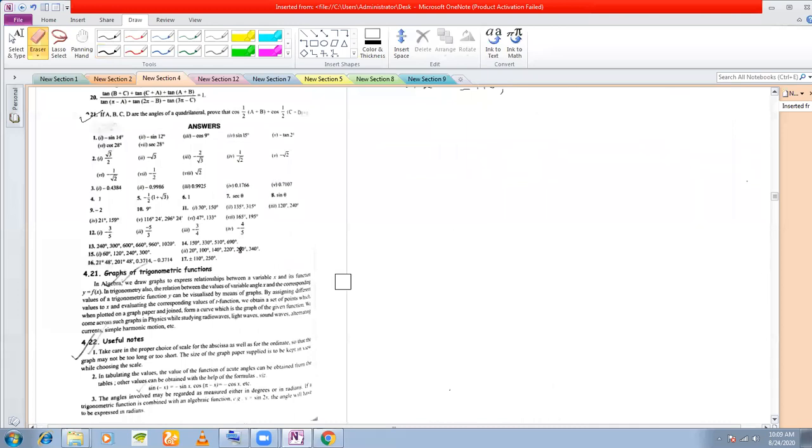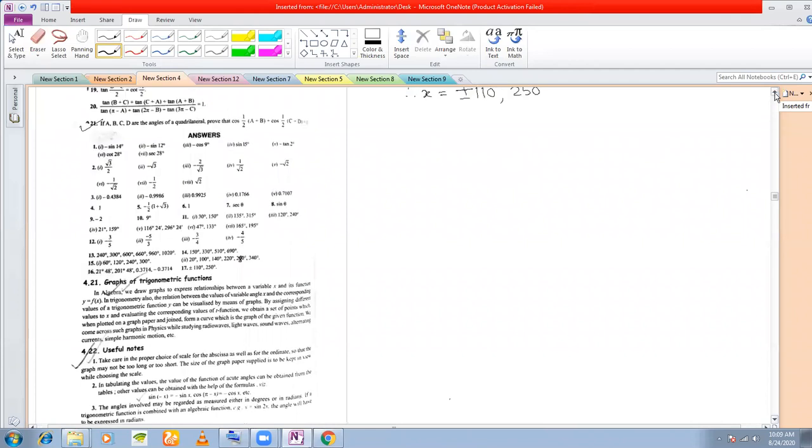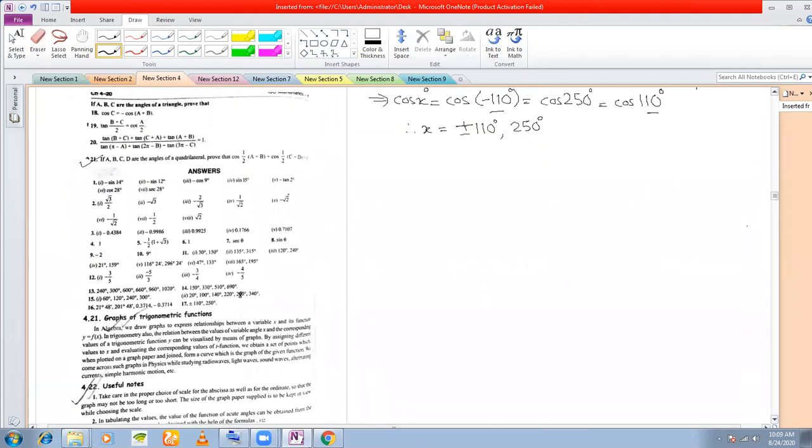What do you mean by angles of a quadrilateral? Four angles of a quadrilateral. So what can you say about the angles of a quadrilateral? You can say that the sum of the angles of a quadrilateral is equal to 360 degrees. Right?